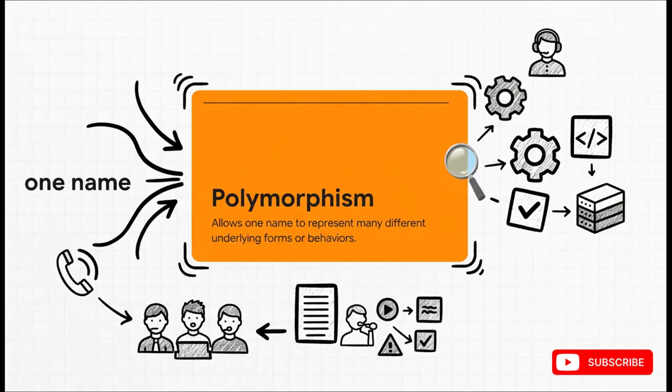And here it is, the textbook definition. The word literally means many forms. You got poly for many and morph for forms. So it's just a principle that lets one name, like our one support number, stand in for many different actual behaviors, like all the different specialists who can solve your problem. It's how we write one piece of code that can do many, many different things.